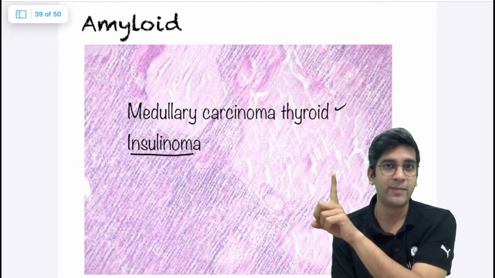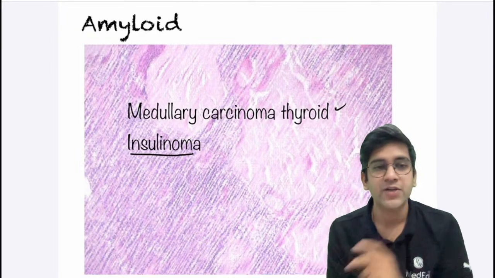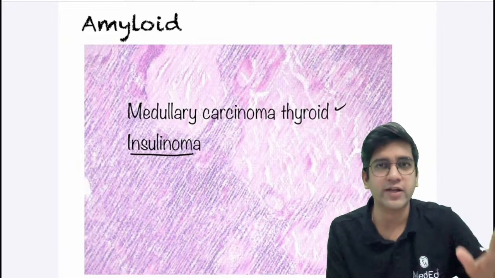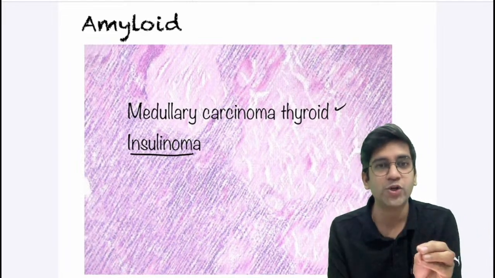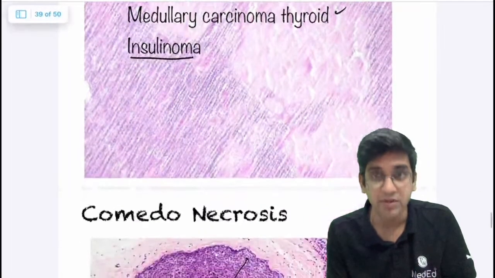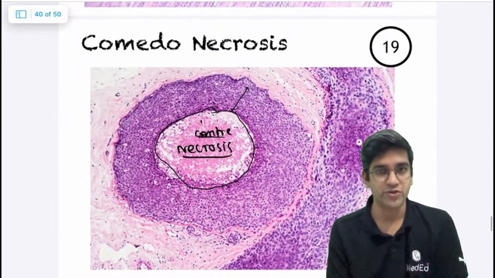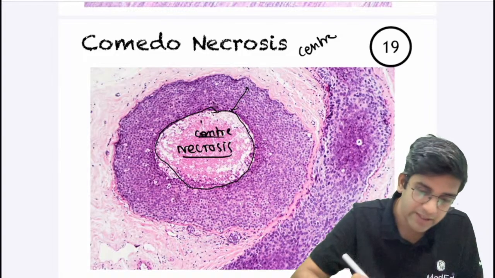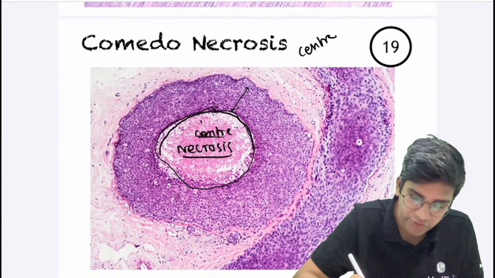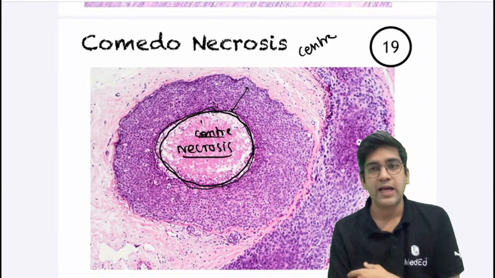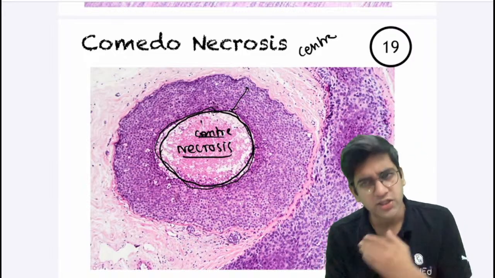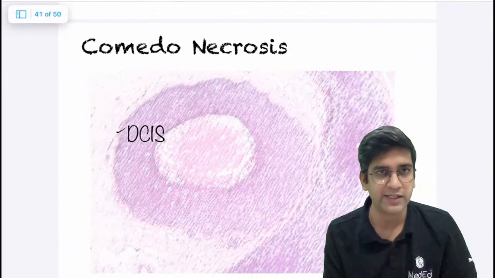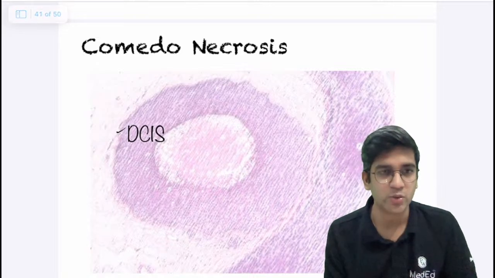We read in amyloidosis, and also an insulinoma. So these are two tumors where I can see amyloid in microscopy. Just with amyloid, you can diagnose it, because there's no other thyroid tumor with amyloid morphology. Okay, comedo necrosis. Comedo means tip or the center. So when you see necrosis in the central area of the tumor, I call it comedo necrosis. This is seen in a type of DCIS called comedo DCIS. DCIS is the same ductal carcinoma in situ seen in the breast parenchyma. Central necrosis there.